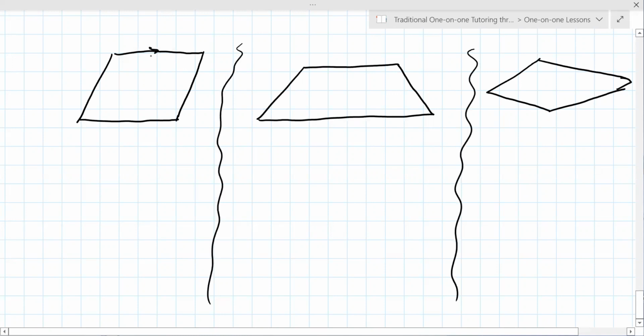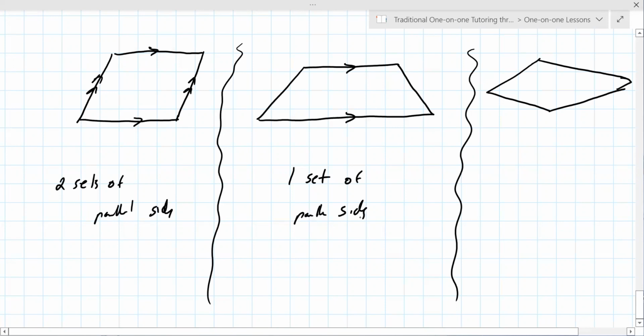In this one on the left here, there are 2 sets of parallel sides. And in a trapezoid, how many sets of parallel sides are there? 1. See, these are not parallel. A trapezoid's like a triangle that's chopped off at the top, but it's only got 1 set of parallel sides. Now, a kite has how many sets of parallel sides? None.